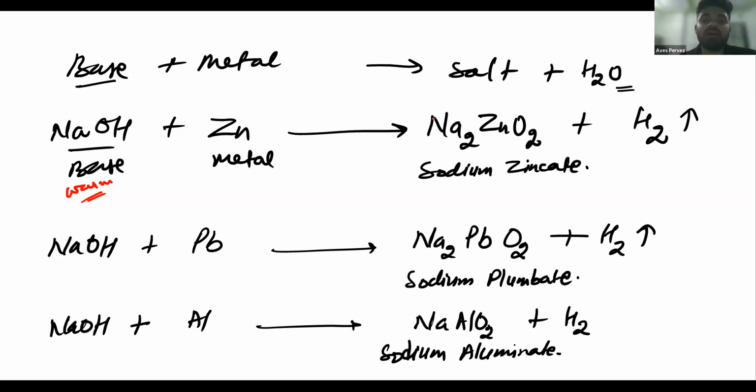Note down the correct formula for sodium zincate, because so many times the students write the incorrect formula for sodium zincate. So write down the correct formula of sodium zincate, that is Na2ZnO2, plus hydrogen gas.